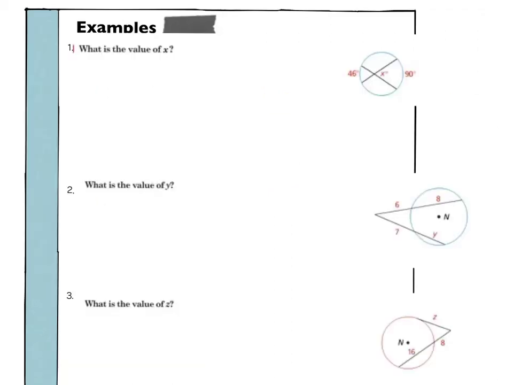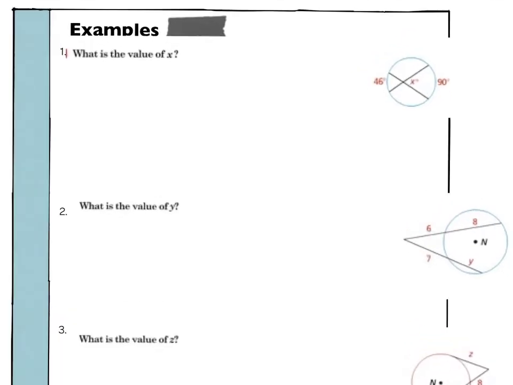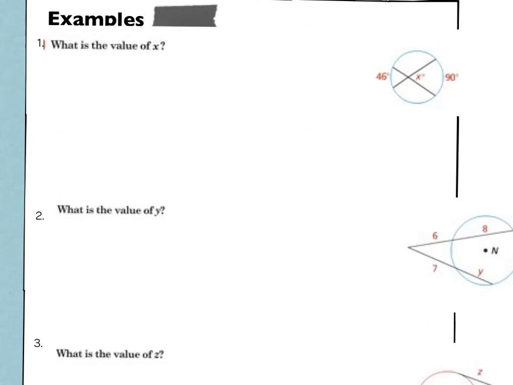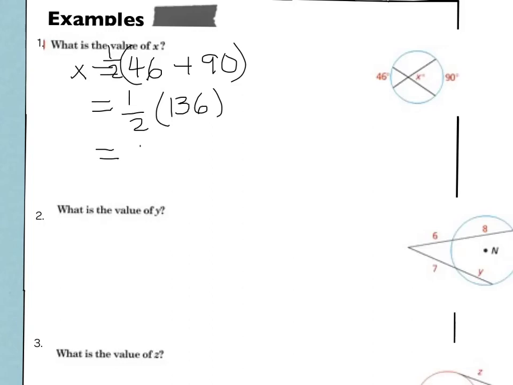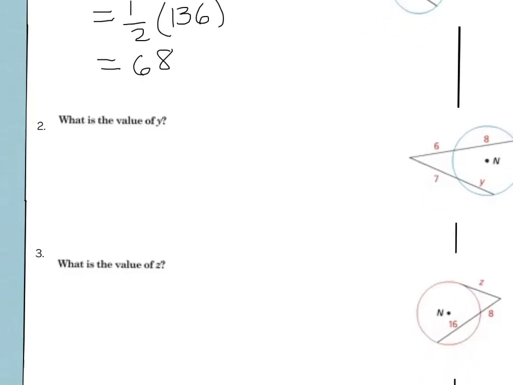Here we are at example 1. What is the value of X here? So let's try it. Here we can say that X is going to be equal to 46 plus 90. And then again, we want 1/2 of this, okay? Because we want 1/2 of the sum of the arcs. That's going to give us 68. Perfect.